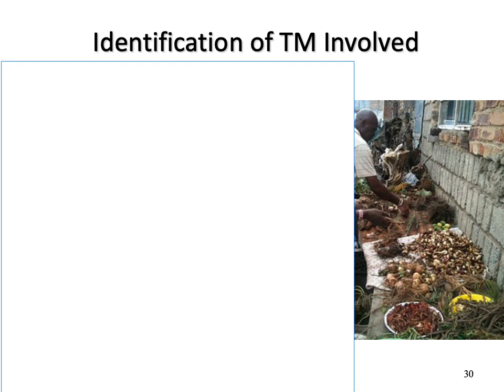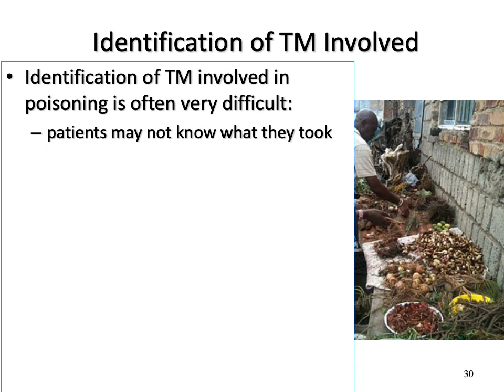So, somebody has been poisoned by a traditional medicine. How do we then identify which substance is involved? So the identification of traditional medicines involved in poisoning is often quite a very difficult task, and it's because of a number of things. Number one, some patients may actually not know what they took, and all that they have are these crushed herbs which they were given. They have no idea exactly what plant it is.